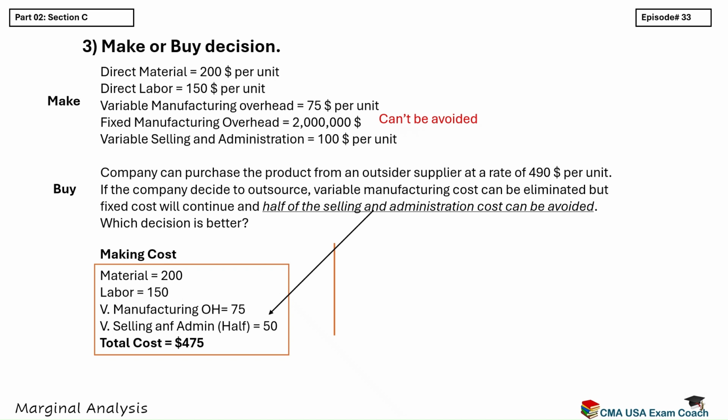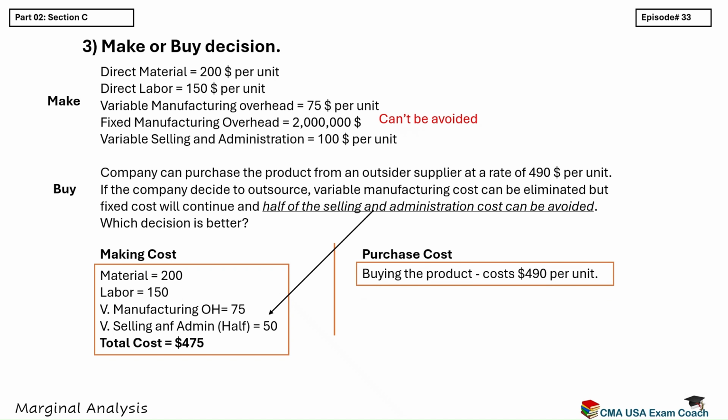On the other hand, buying the product externally costs $490 per unit. Now, looking at these numbers, $475 to make versus $490 to buy, it's clear that making the product internally is cheaper by $15 per unit. Therefore, from a cost perspective, the better decision is to continue making the product inside the company.